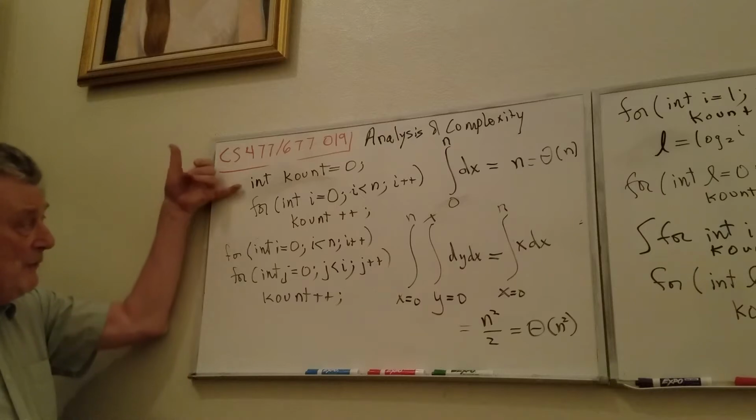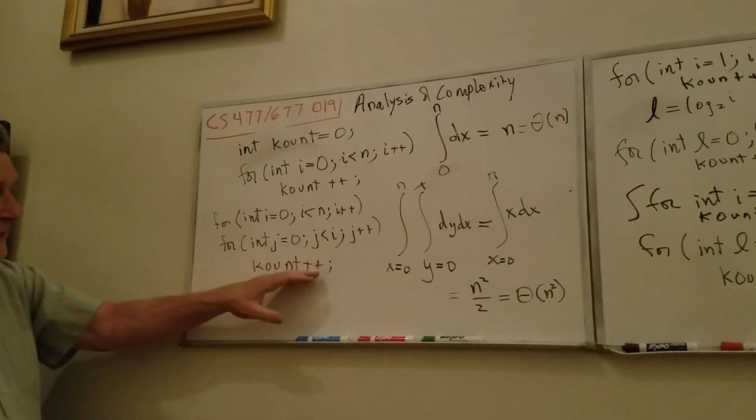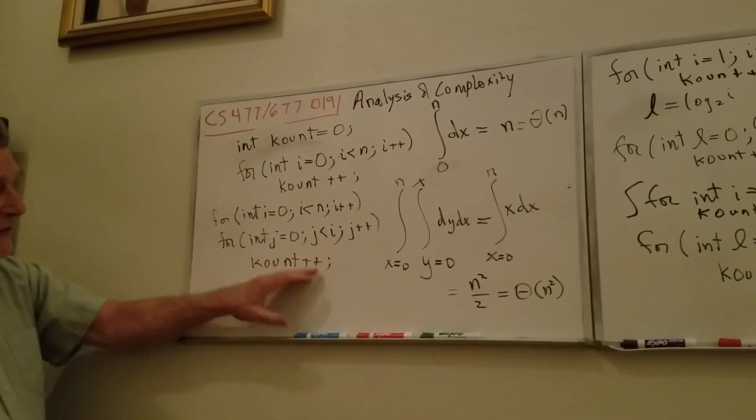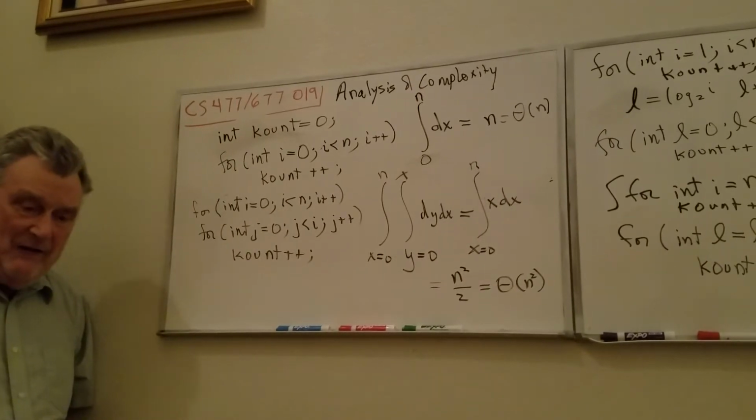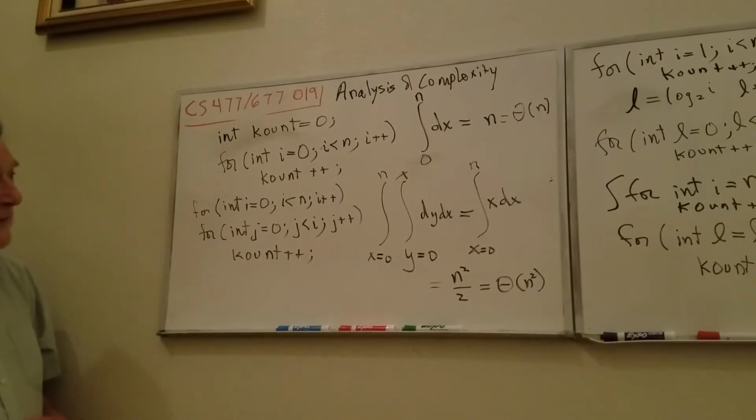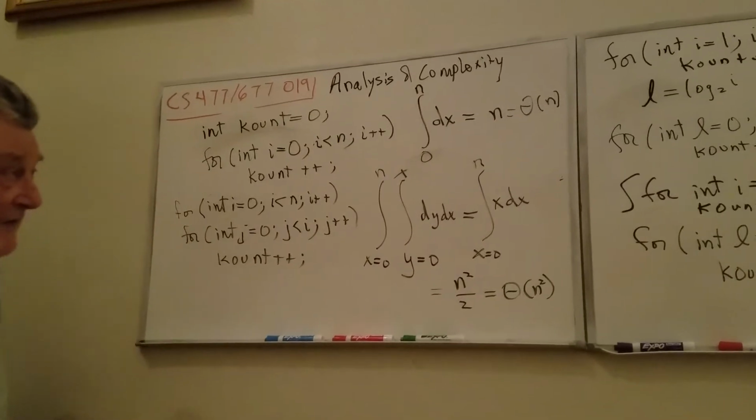In every case, I'm going to assume that there's an integer count, which will be initialized to 0. And at the bottom of each code segment, I increment count. And so the actual value of count at the end is what we're looking for. However, we're only interested in the theta complexity of it, asymptotic complexity.